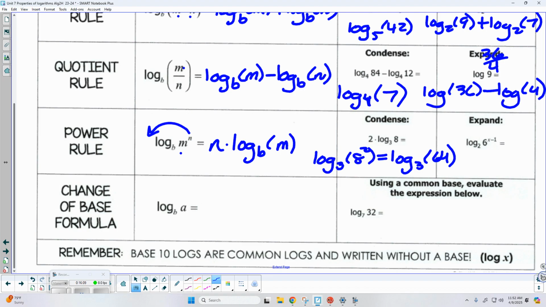All right, now expand. It says log base 2 of 6 to the x minus 1. There you go. Even though it's a binomial power, that doesn't change anything. I'm going to pull it to the front. So I'm going to have x minus 1. I would probably put it in parentheses, and then times log base 2 of 6. That's all there is to it.